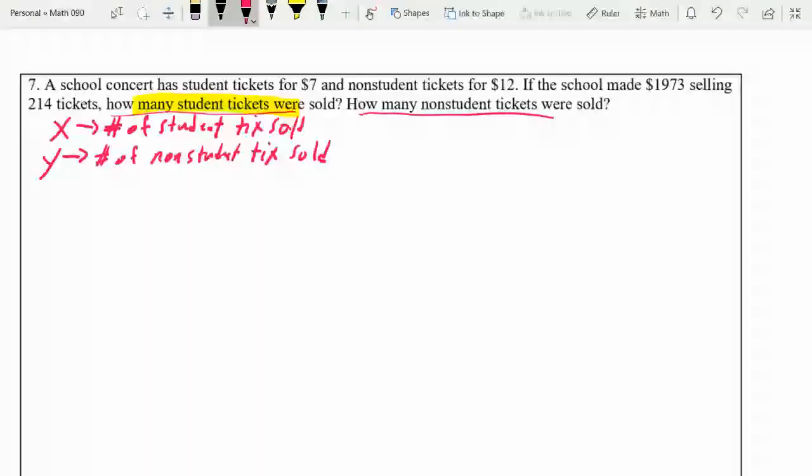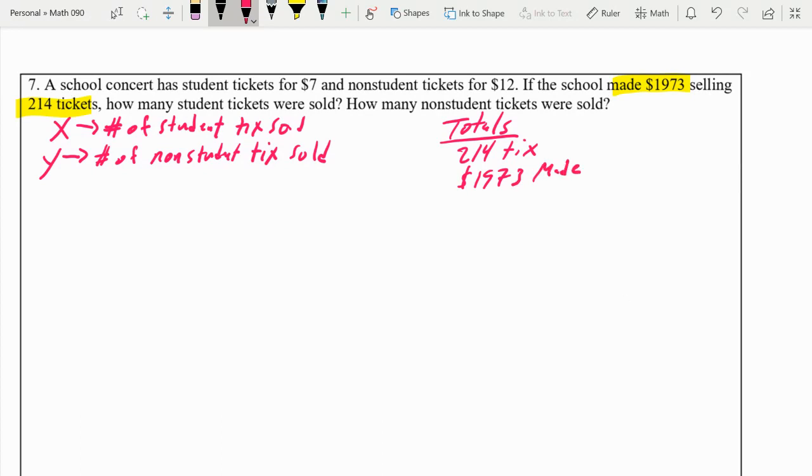Now the next thing I want to look for, let me erase some of this mess, is what are the totals? Because when I set up my two equations, that's what I'm going to have it equal to. So my totals, do you see any totals in here? Yes, there's a total of how much money they made and how many tickets they sold. So they sold 214 tickets and they made $1,973. That's how much they made.